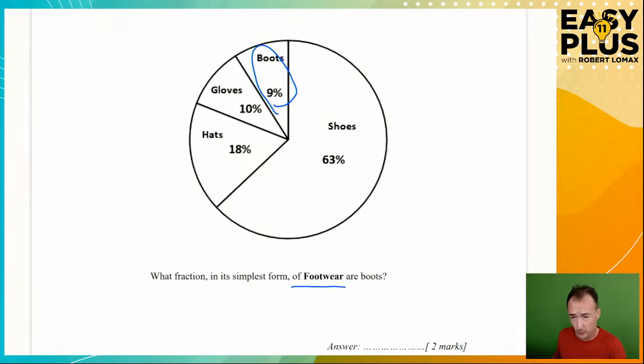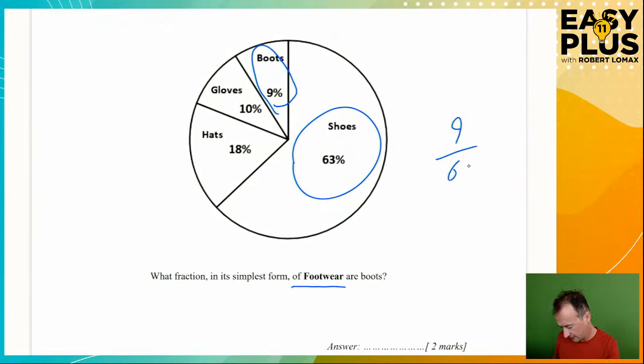If we do it out of 100, we're also including hats and gloves, which are percentages here and also part of that out of 100. And unless you're a very adventurous dresser, you're unlikely to be wearing gloves or hats on your feet. They aren't footwear. So the footwear are just the boots and the shoes. So could it be 9 out of 63? So how many boots out of how many shoes?